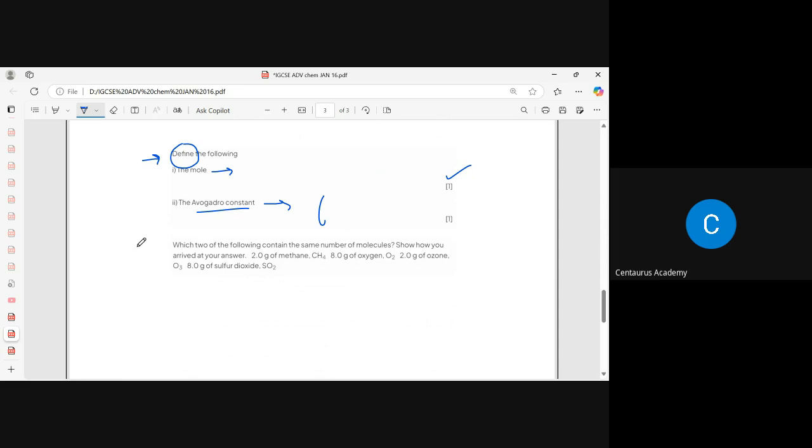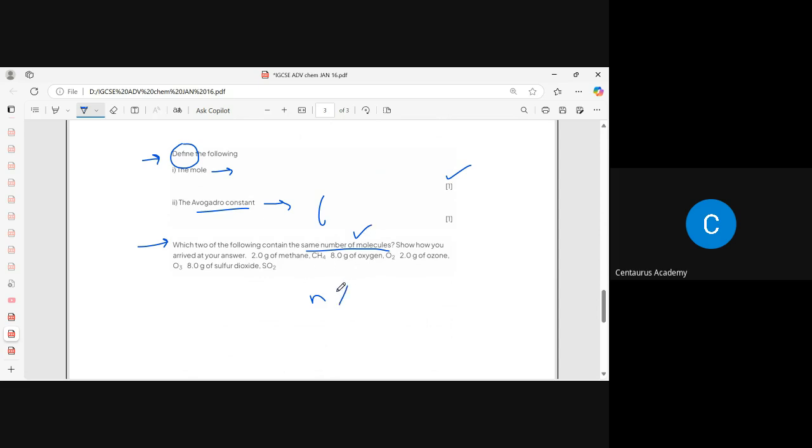Then in this particular question, some of the students only find the number of moles, and they forgot that they have asked you to find out the number of molecules. How will you be able to determine whether two different substances have the same number of molecules, if you don't find out the total number of molecules? Obviously you have to find out the number of moles first.